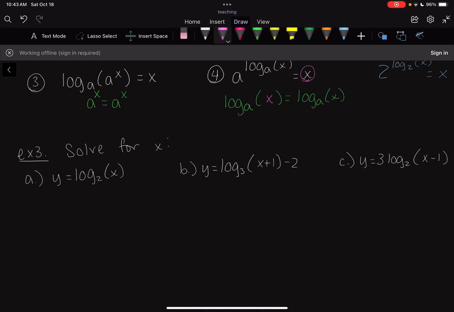So I'm just solving for x. The only way to get x out of these parentheses is to move into an exponential form. So first I'm going to write as an exponential. So this would be 2 to the y equals x. And that's it. We've solved for x. Now let's look at my next one. This one, I can't really write as an exponential until I have that logarithm alone. So first I'm going to add 2 to both sides.